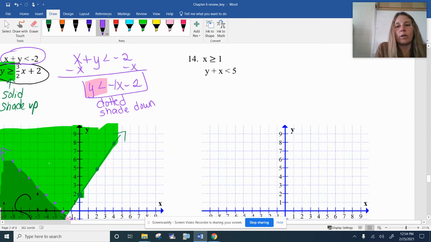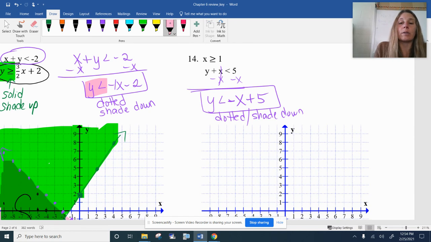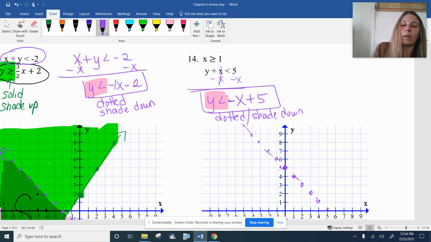Okay, so this equation here, I'm going to get the y by itself by simply bringing my x to the other side. So I have y is less than negative x plus 5. I can see that this is going to be a dotted line, and I'm going to be shading down. That's because of this, y is less than. So when I go to graph it, I go up to 5. My slope is negative 1, so down 1 to the right 1, or up and to the left. Dotted line, and we said we're going to shade down.